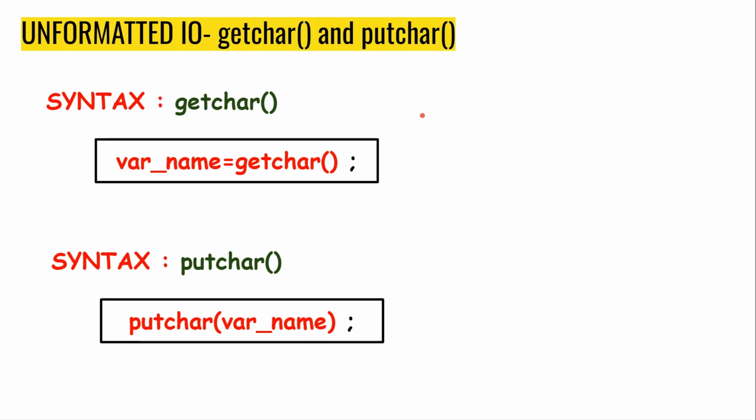Say for example, char C declares a character variable C which can hold character data. Then C is equal to getchar(). So it reads one character from the standard input.